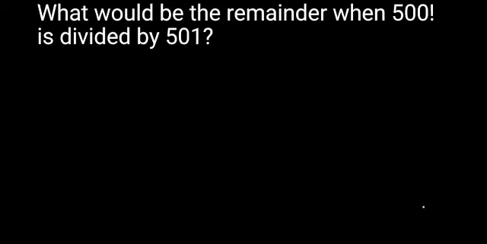Now what would be the remainder when 500 factorial is divided by 501? Observe closely, what is 500 factorial? 500 factorial is 1 into 2 into 3 up to 500. That is the meaning of 500 factorial. Now 501 can be written as 3 into 167. 3 into 160 is 480 and 3 into 7 is 21. 480 plus 21 is 501.